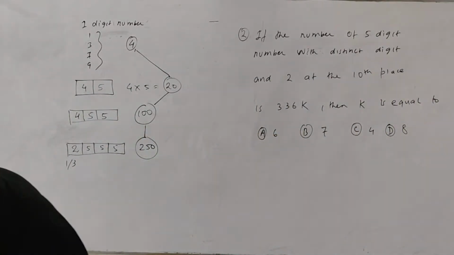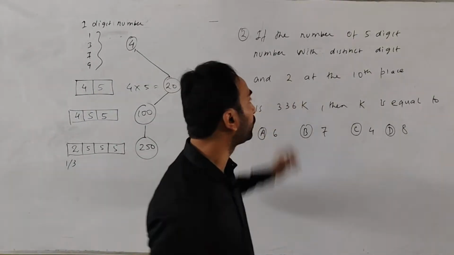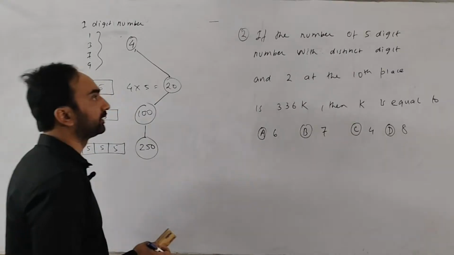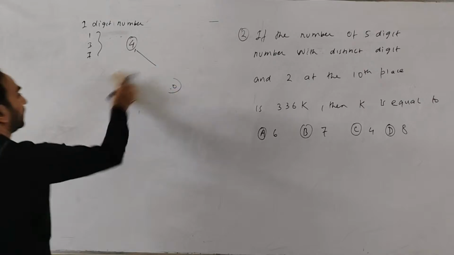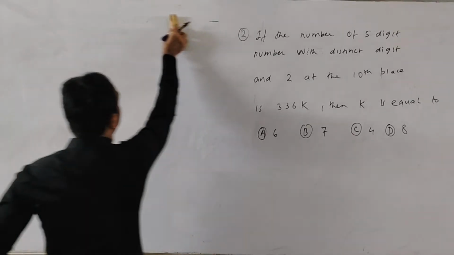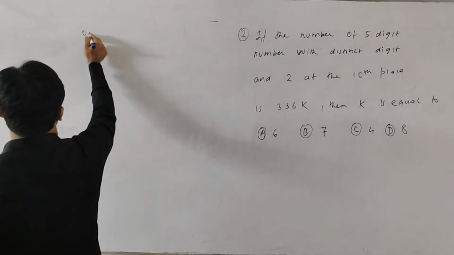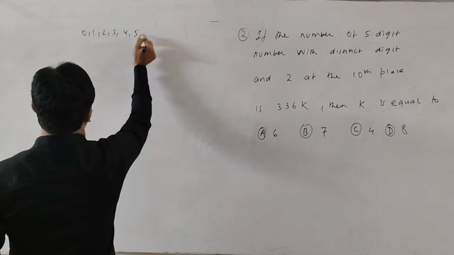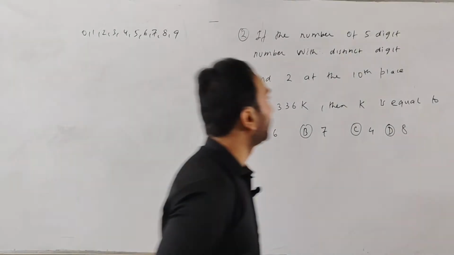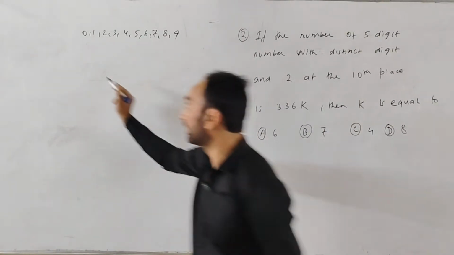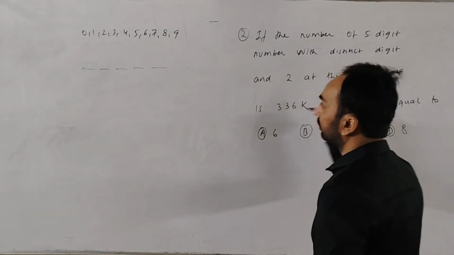Just see how we can do it. What is the restriction here? The 10th place can only be 2, and the number should be a 5-digit number. Distinct digits means you cannot repeat the digits; repetition of the digits is not allowed. Very simple. We know the digits are 0, 1, 2, 3, 4, 5, 6, 7, 8 and 9. Now we have to find a 5-digit number, so just take it as 5 boxes. Now at the 10th place, so this is your 10th place.